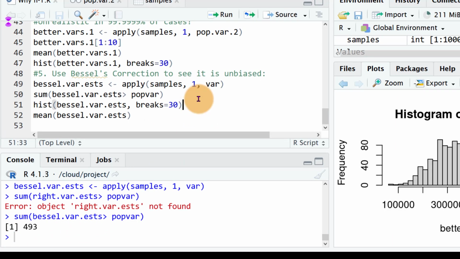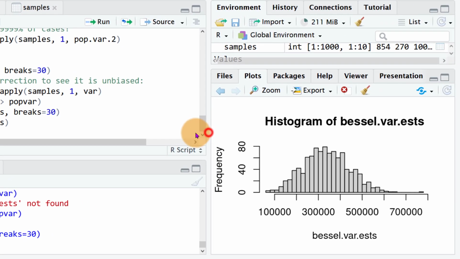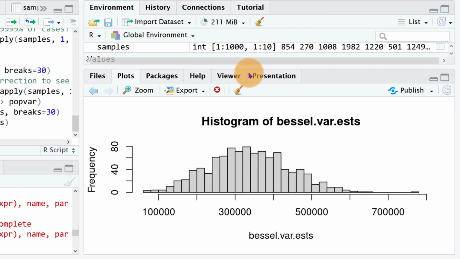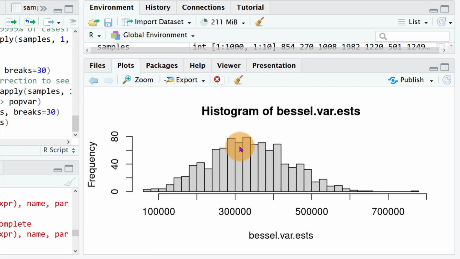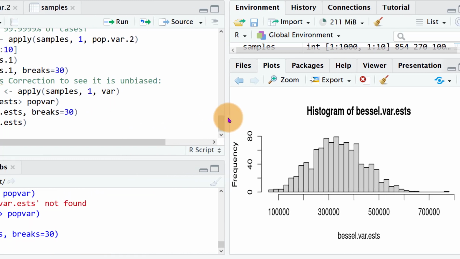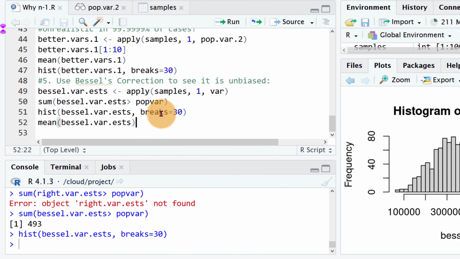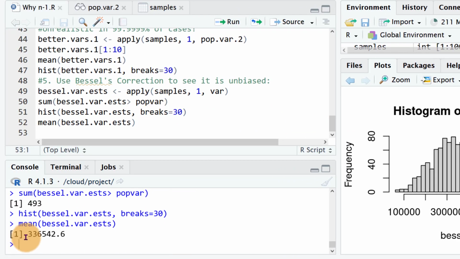Let's look at a histogram here and see what this looks like when we divide by 9. Again, very similar looking histogram here where we have about half less and about half larger. And let's look at the average of all those estimates. Again, a little bit too big.